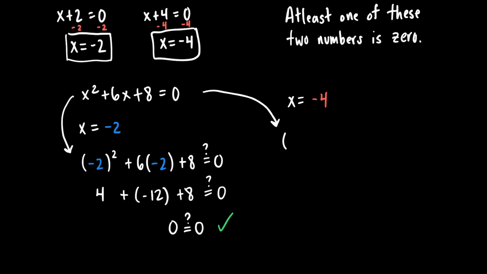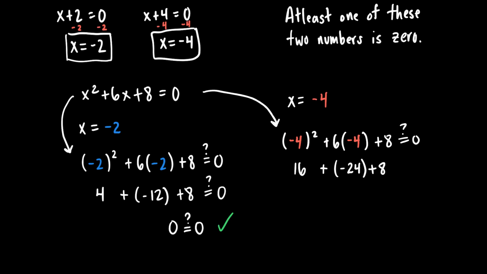So we're going to do x squared, which is really -4 squared, plus 6 times x, and we're not going to put in x, we're going to put in -4. Wherever we see an x, we've got to put in what we think the answer is, plus 8. And supposedly that's equal to 0. So -4 squared is 16. 6 times -4 is -24. And then plus 8. And the question is, does this actually equal 0?